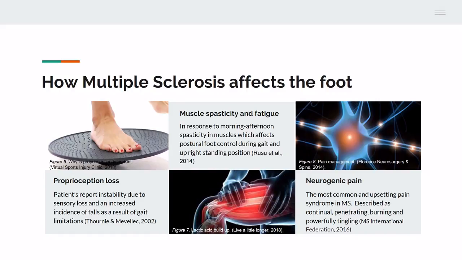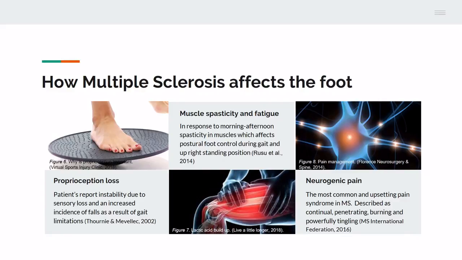Somatosensory involvement can cause proprioception loss. This results in gait limitations, with patients reporting instability due to sensory loss and an increased incidence of falls. MS causes muscle fatigue from morning and afternoon spasticity in the muscles. This affects postural foot control during gait, as well as the individual's upright standing position.